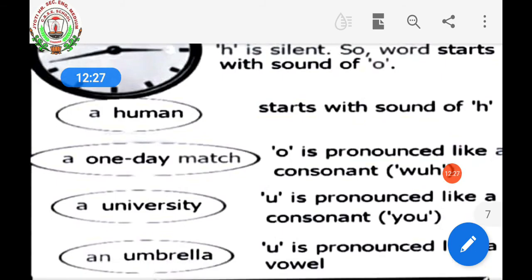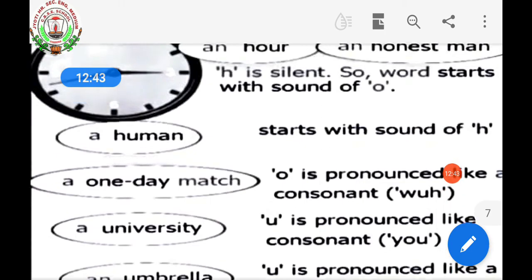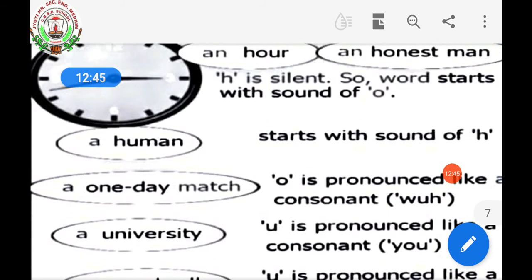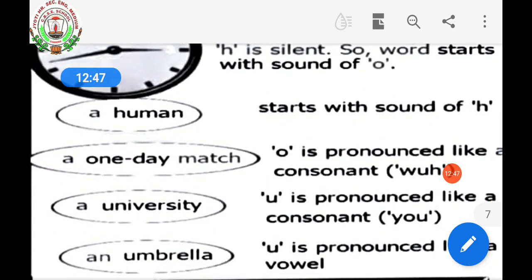A one-day match. O is pronounced like a V. So that is why we put a here. A university. U is there, but a consonant sound is coming. So that is why we put a here. An umbrella. U is pronounced like a vowel. So we put an here.